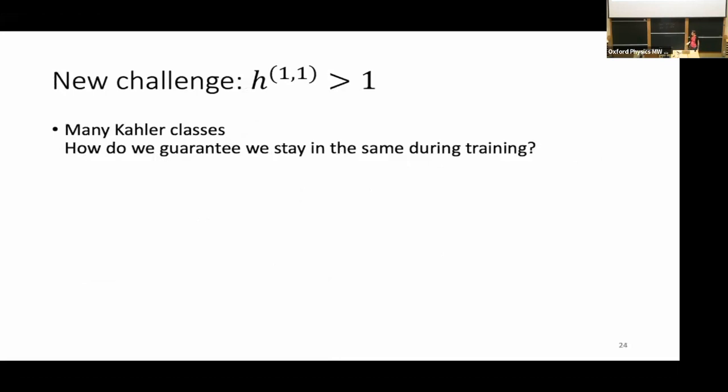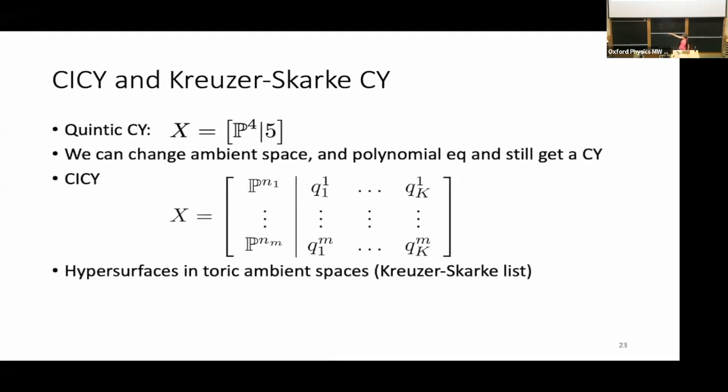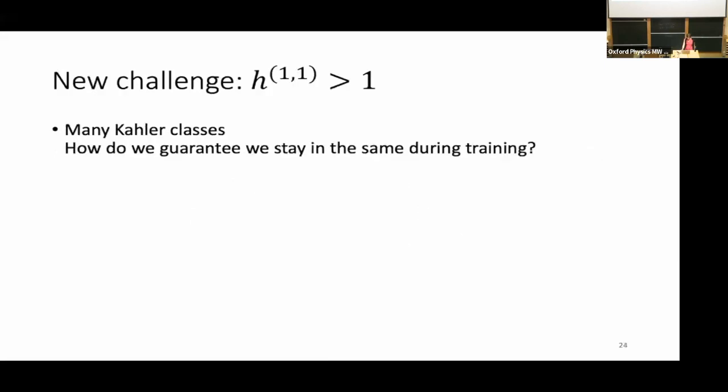So we have these many Kähler classes in general. In particular, if you have a CICY in this way, you will have at least as many Kähler classes as you have projective spaces in your ambient space. So if you have 4 components of your ambient space, then you will have 4 Kähler classes or 4 Kähler moduli, and you need to control that when you are training, so you stay in the same Kähler class, because otherwise you're not finding the Ricci flat metric you're after.